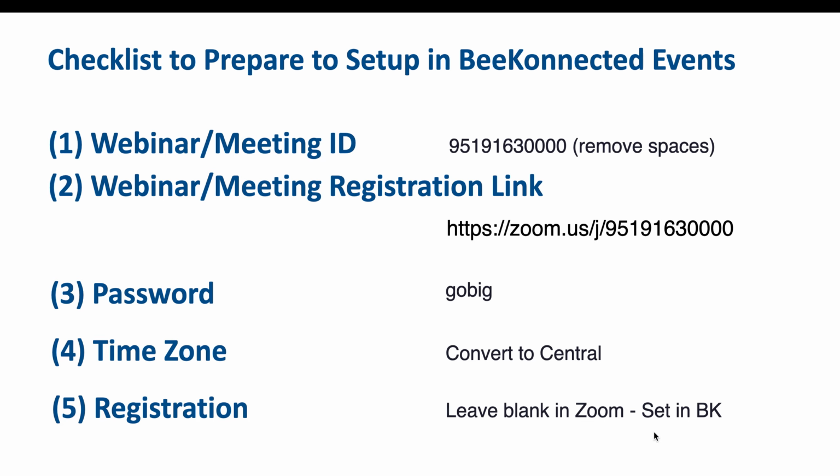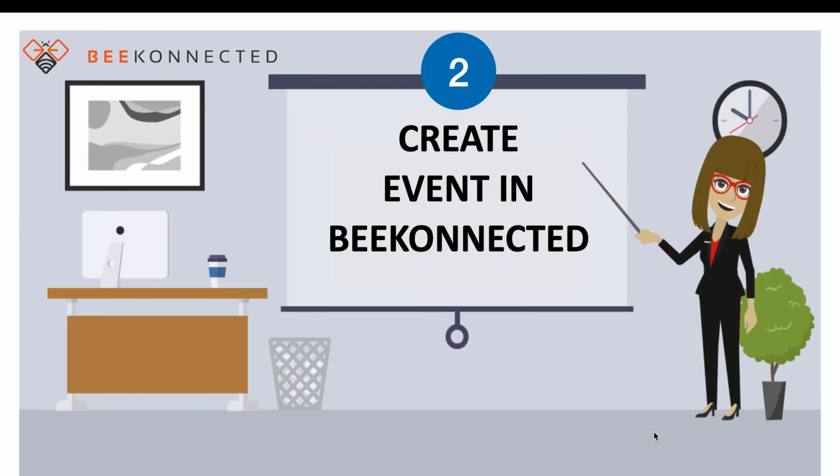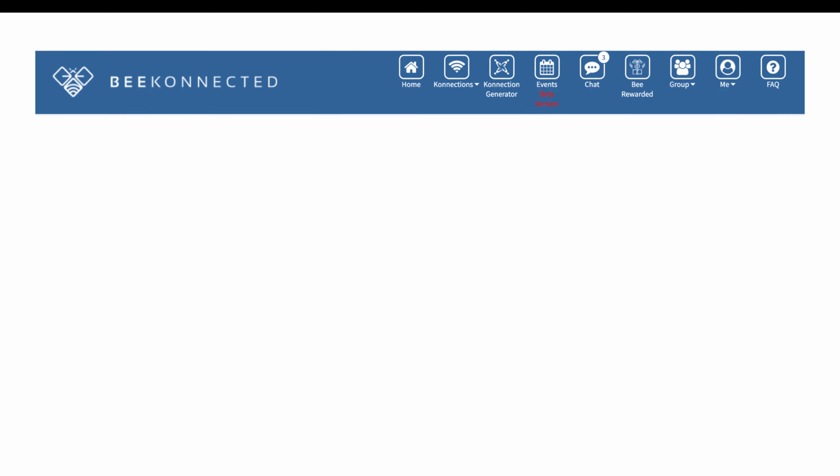And now I'm going to show you where all of these go, because the next step is to create your event in BeeKonnected. Alrighty, so you'll go to your navigation bar, you'll see up here events, you know we're in beta still.